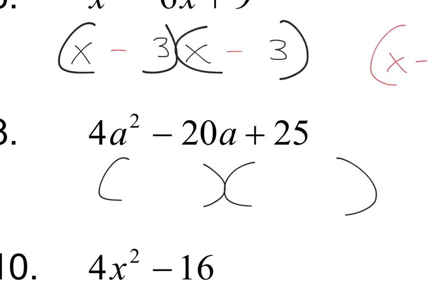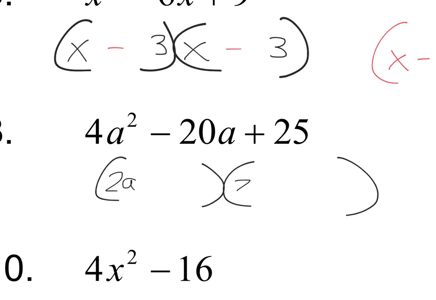This one here, 2a and 2a, which came from the square root of 4a squared and 4a squared. Square root of 25 is 5 and 5. You're going to need subtraction signs because that's what's right here. That's the same thing twice.